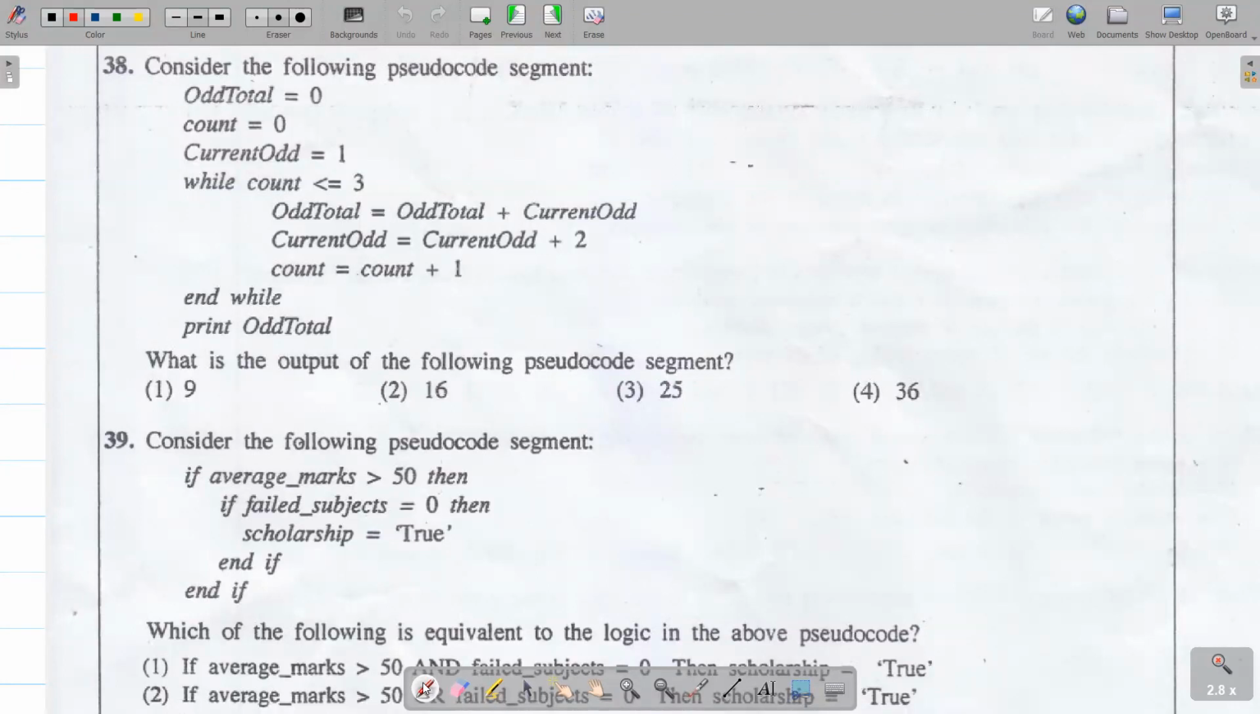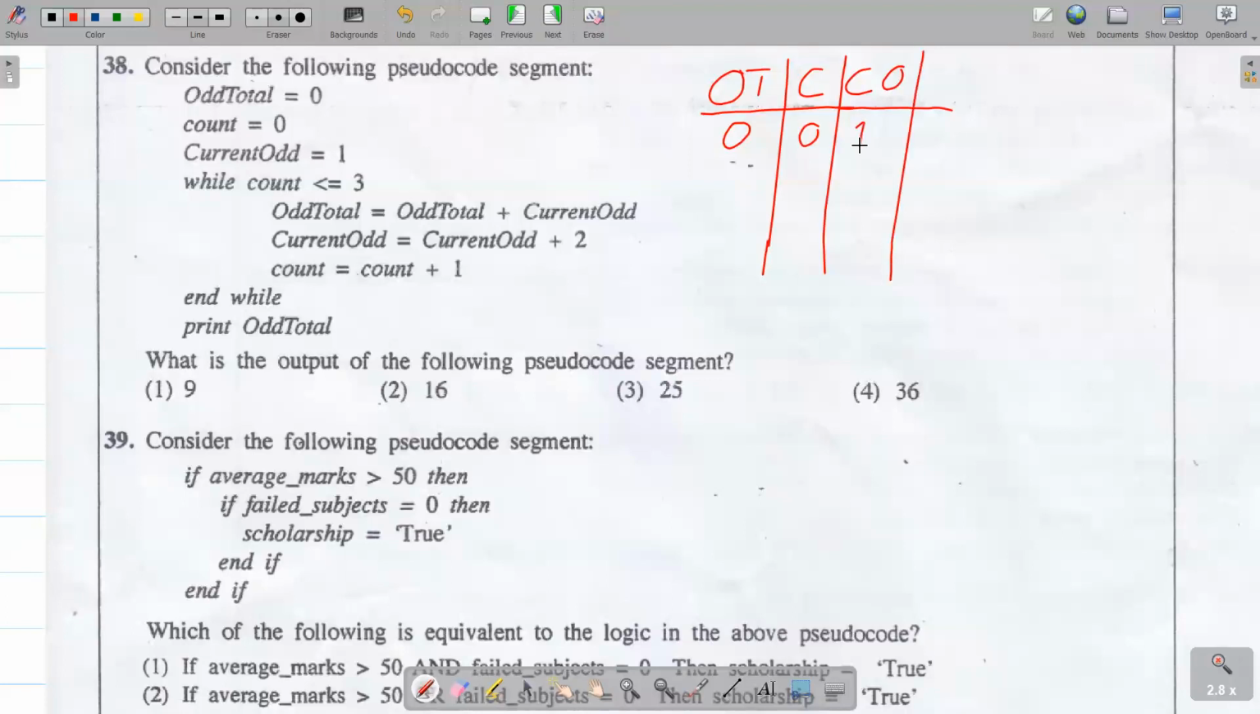So odd total is 0, count is 0 that they have taken. The odd total, I'll take it as OT, 0, count is 0. And the current odd, I'll take it as CO. They take 1. So it says while count less than or equal 3. Count is 0, it is less than 3, so that's true. Odd total added with the current odd, that means 0 plus 1, and assign it to odd total again. So this is going to be 1. And so this line is done.